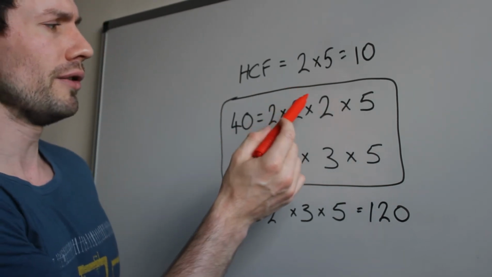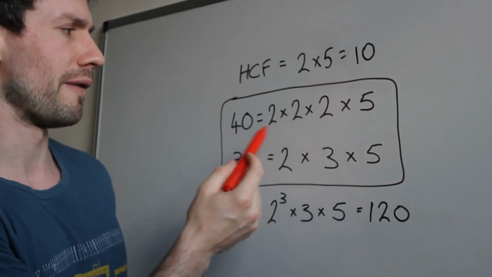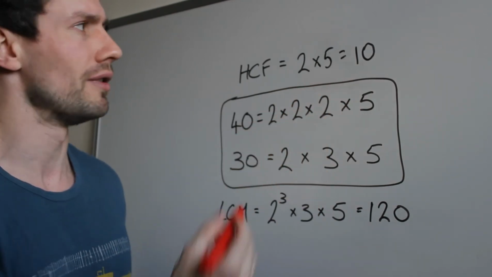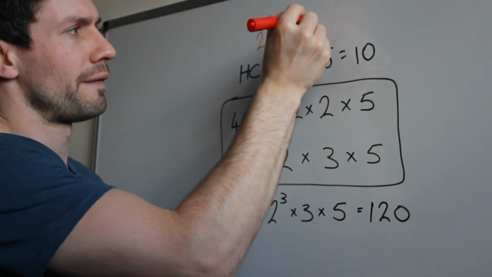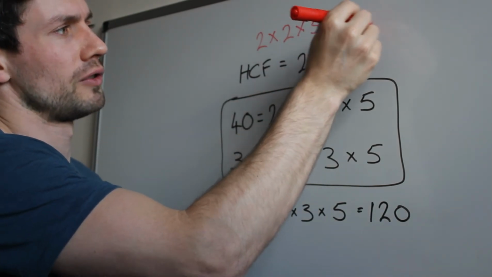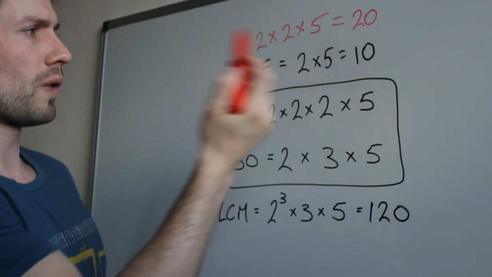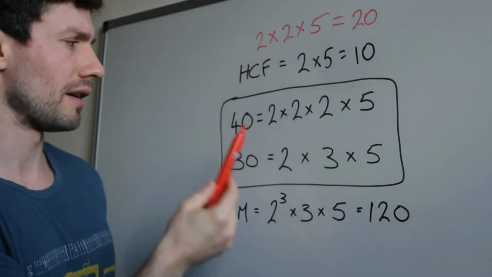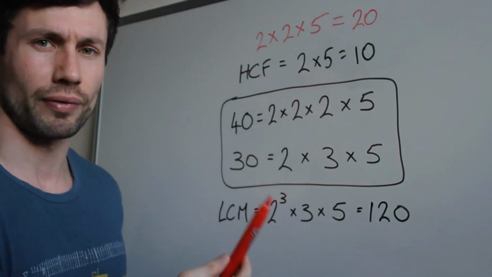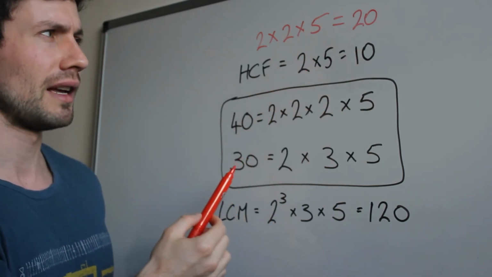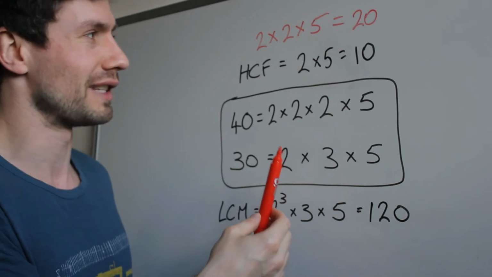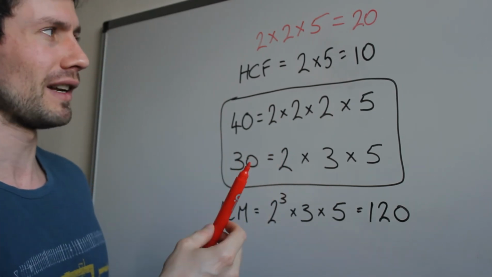So the 2 and the 5, let's say they come from here, from the 40. Let's pick an extra 2 and see what happens when we multiply together 2, 2 and 5 to get 20. Well, 20 is a factor of 40. We took it from its prime factorisation. But 20 does not divide into 30 because there aren't enough 2's in 30 for it to divide in evenly.